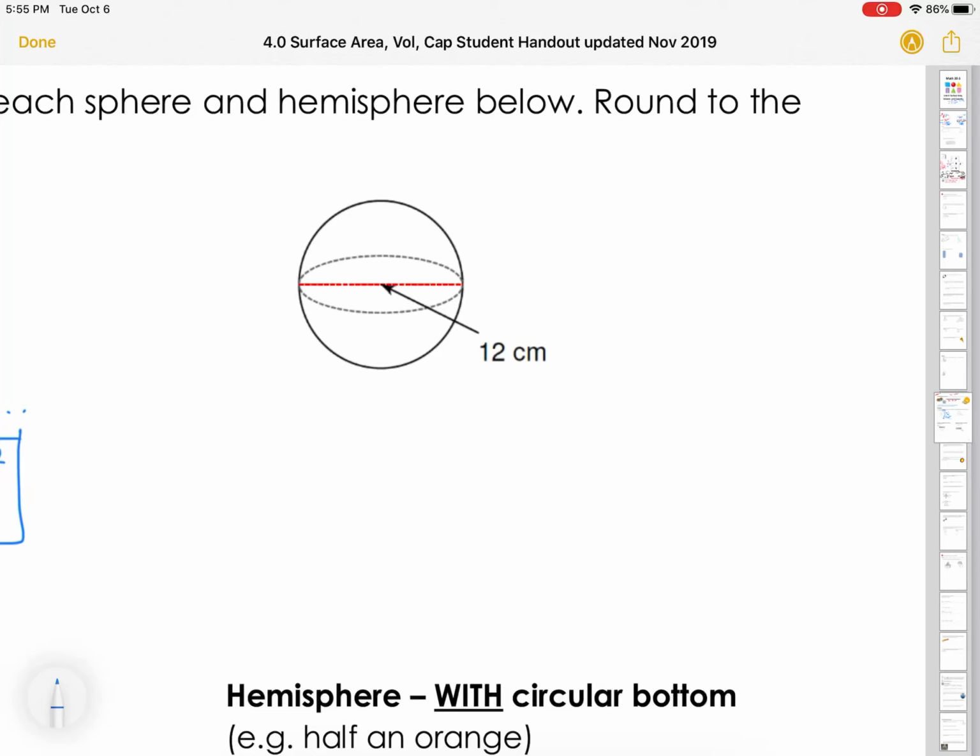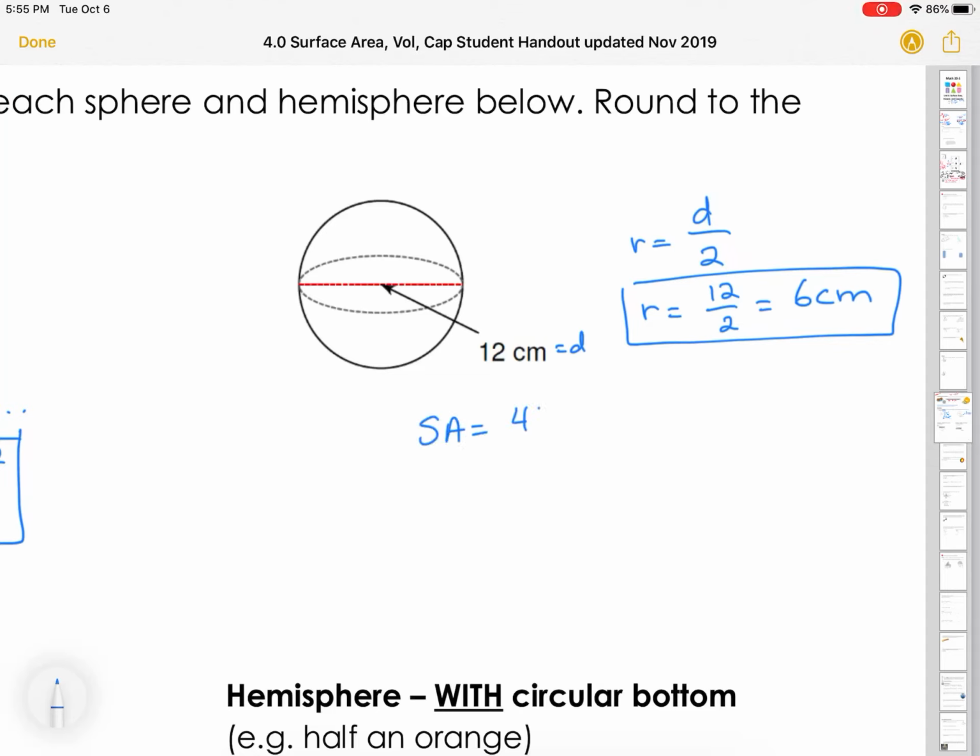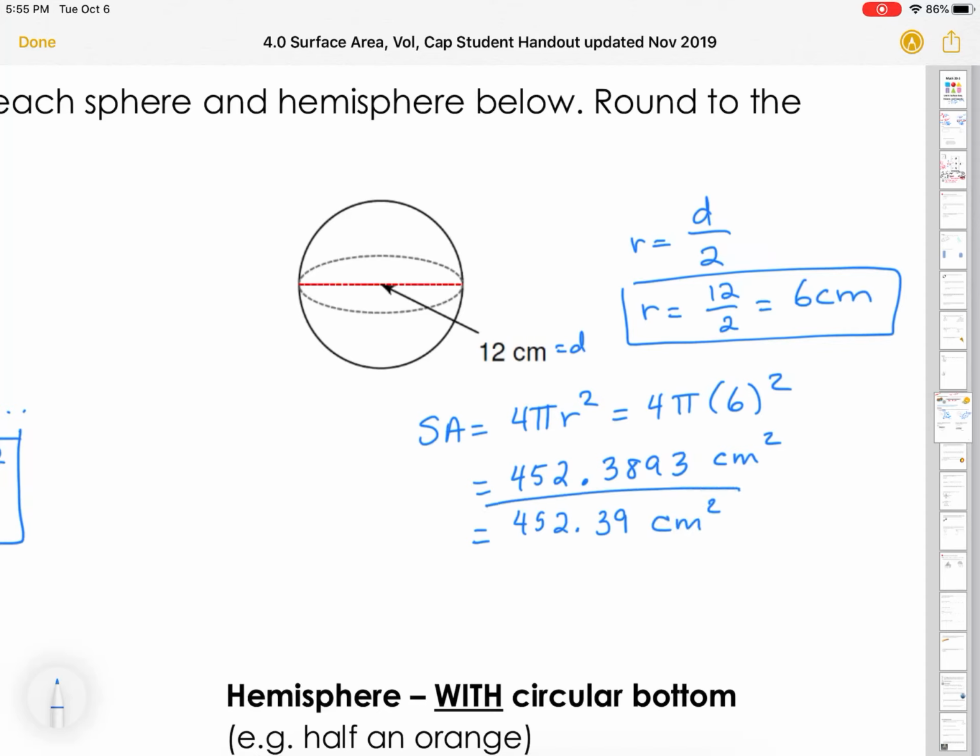Let's do another one. And now in this one, we have the diameter, right? So remember, radius is equal to the diameter divided by 2. So the radius will be 12 divided by 2, which is 6 centimeters. Okay, so we have to find that first before we substitute in the formula. So surface area is 4 pi r squared. So it's 4 times pi times 6 squared. And we'll get 452.3893 centimeters squared. We're going to round that to the nearest hundredth, 452.39 centimeters squared. So that would be our answer.